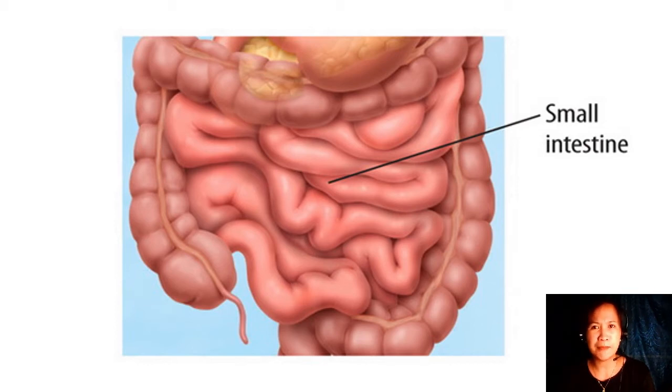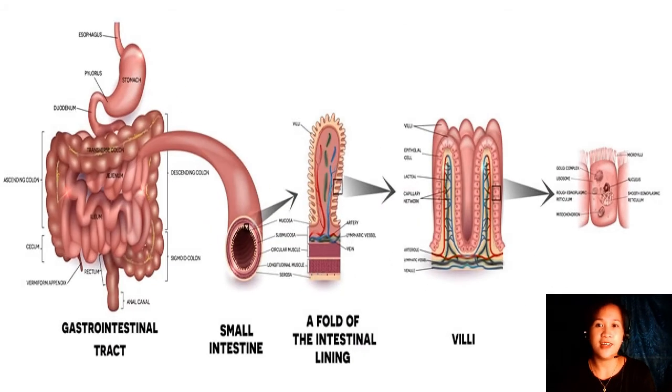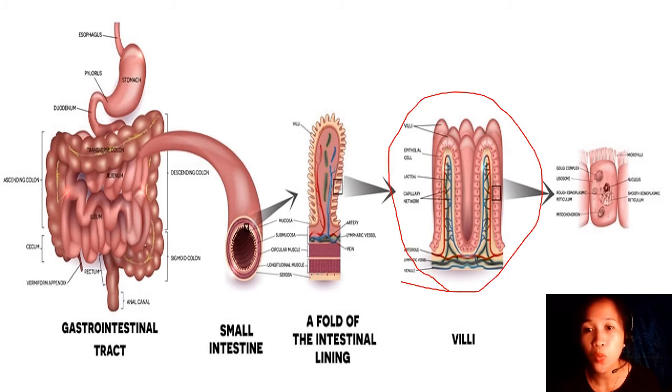What is villi, miss? Now, villi is the walls of the small intestine, and it contains many folds that are lined up with tiny finger-like protrusions called villi. This one, guys, this one is the villi. So these villi are in turn covered with even smaller protrusions called the microvilli. And these structures increase the surface area in which nutrients are absorbed.